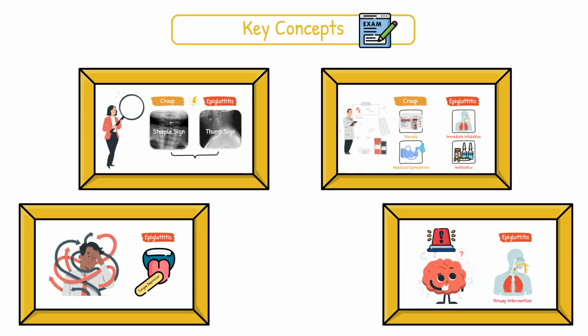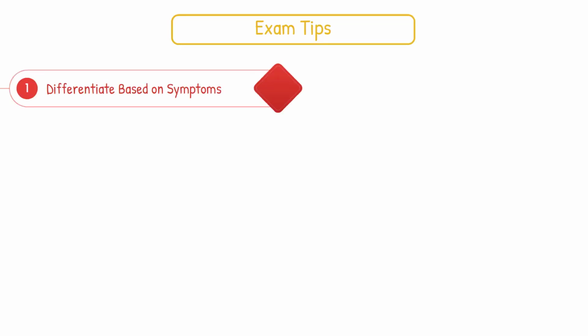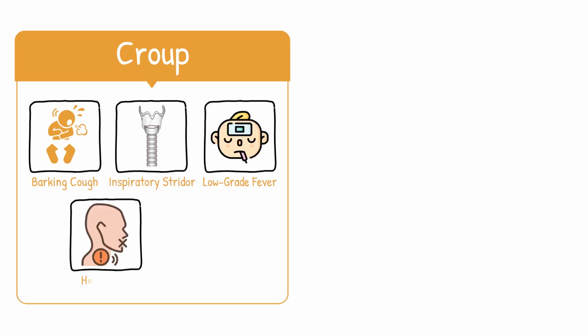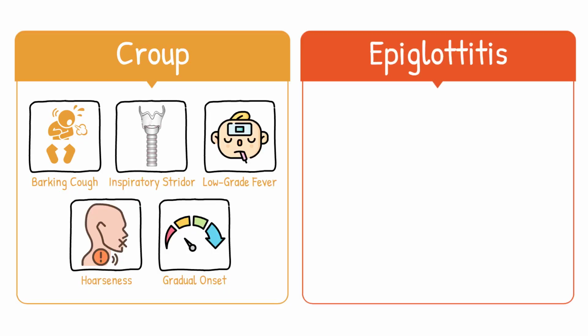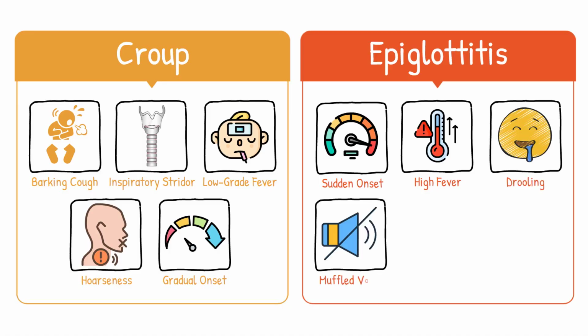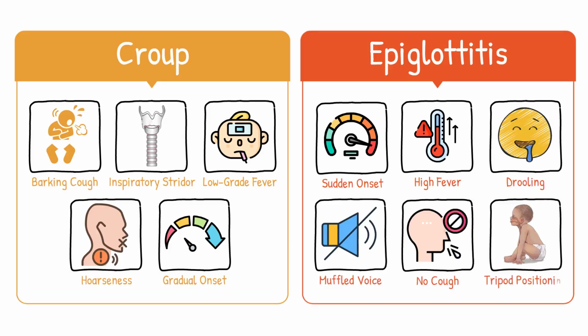And now for some more exam tips. The most reliable way to distinguish croup from epiglottitis is by analyzing their symptoms. Croup presents with a barking cough, inspiratory stridor, a low-grade fever, hoarseness, and a gradual onset. In contrast, epiglottitis is marked by sudden appearance of a high fever, drooling, muffled voice, and the absence of a cough. Children with epiglottitis often assume a tripod position, sitting forward with their hands propped on their knees to help them breathe.